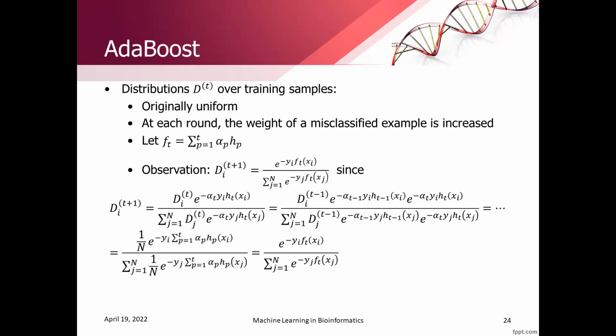bootstrap the training set, so we create many new training sets by randomly sampling the training set, build a classifier for each of these, and then we let them vote, or in case when we compute regression, we don't vote, we compute average.